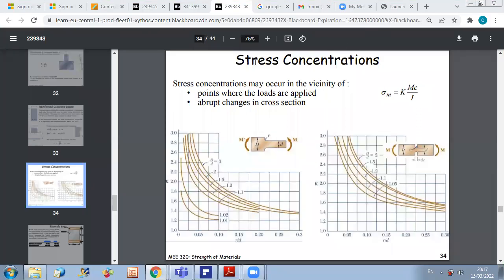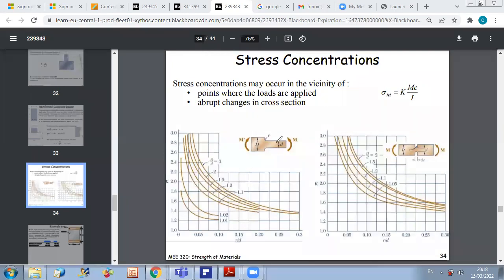So as we were discussing, whenever you have a sudden change in cross section, or points where a load is applied, concentrated forces, you might have higher stress concentration levels at these points. This is why, after getting the value of sigma the way we usually do it, we should multiply this value by a certain factor, called the stress concentration factor K. And this factor is determined experimentally.